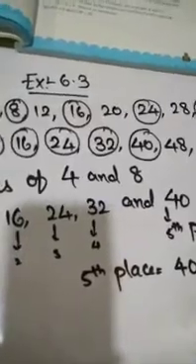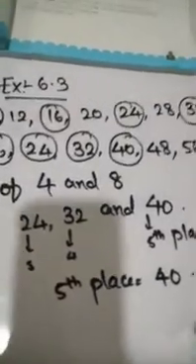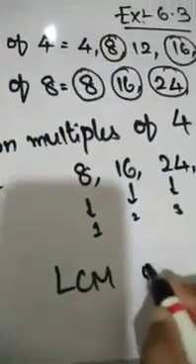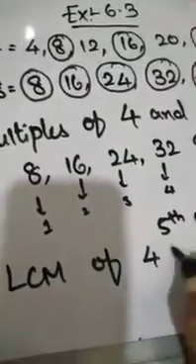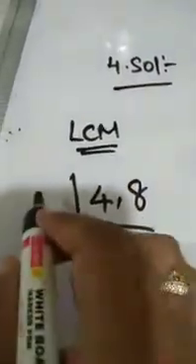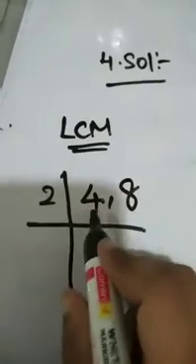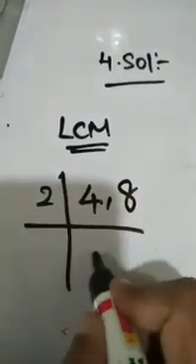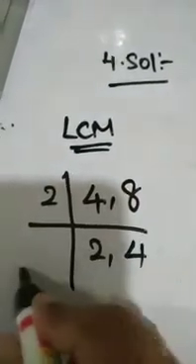Next, we have to encircle the LCM. So the LCM of 4 and 8 equals to... we have to do the LCM. 4, 8. Let us take the smaller number, 4, which is divisible by 2. So 2 twos are 4, 2 fours are 8.